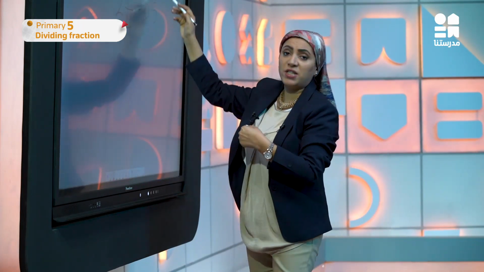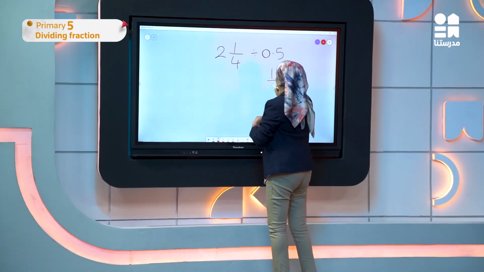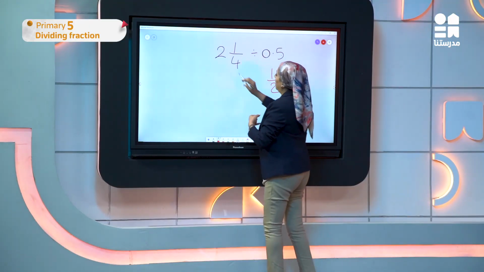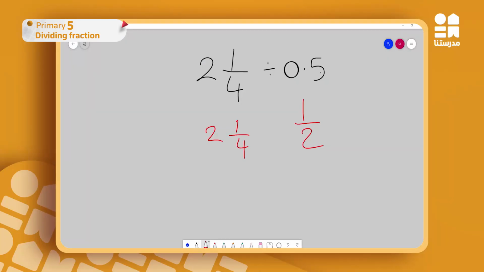0.5, again, we studied before that. 0.25 equals 1 over 4. 0.5 equals a half. And 0.75 equals 3 over 4 or 3/4. Okay? Then now, I'll change the 0.5 into a half. Okay? 1 over 4 divided by half.